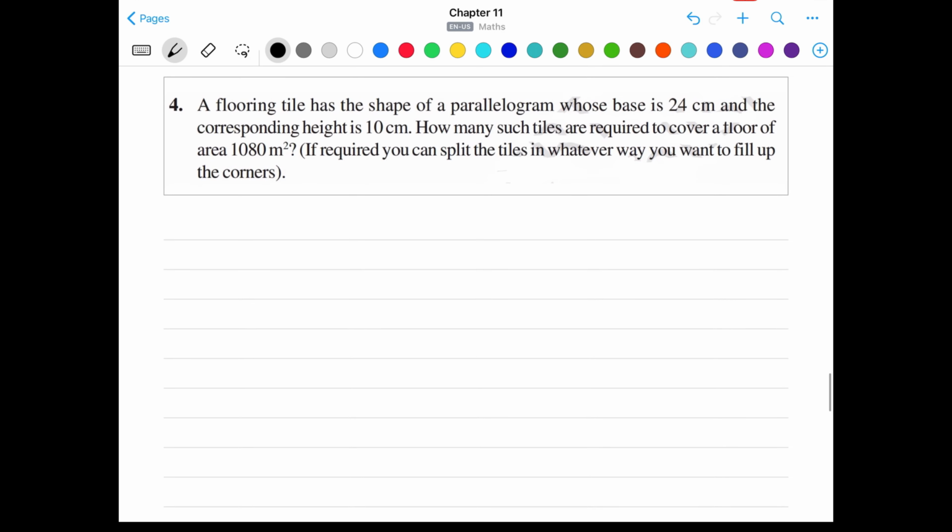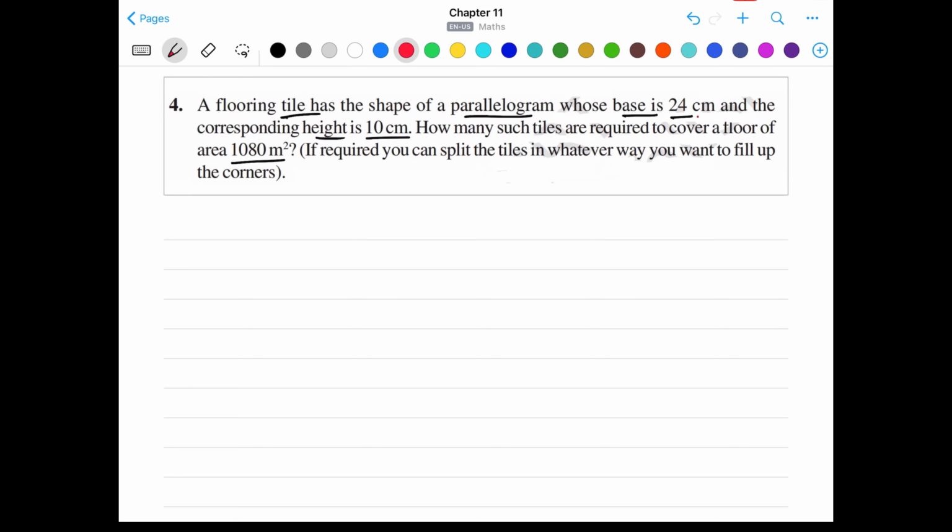Now moving to the next question: a flooring tile has the shape of a parallelogram whose base is 24 centimeter and corresponding height is 10 centimeter. How many such tiles are required to cover a floor of area 1080 meters square? So we have a tile in the shape of a parallelogram whose base and height are given, so we can calculate the area of this tile. That will give us the area of one tile.